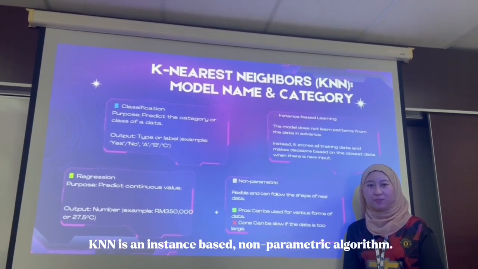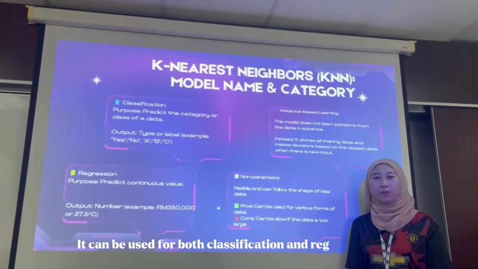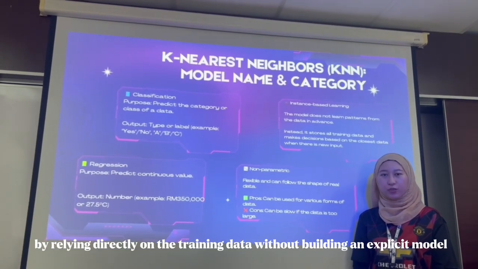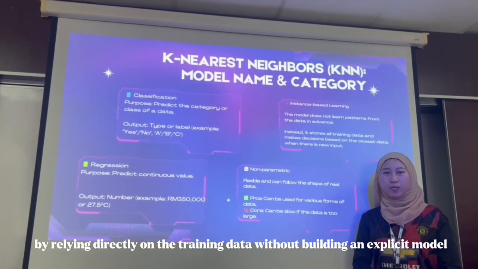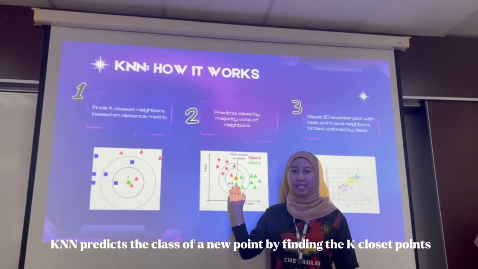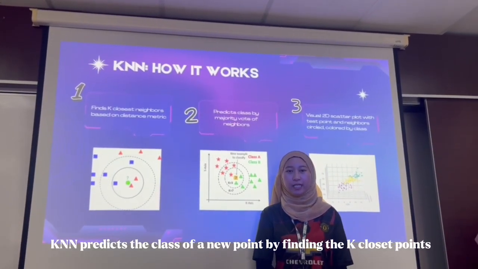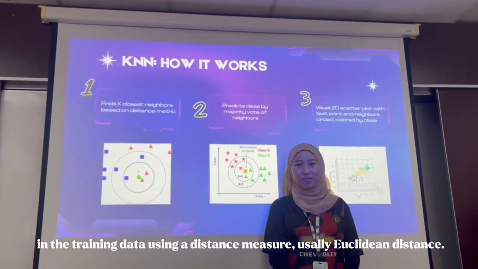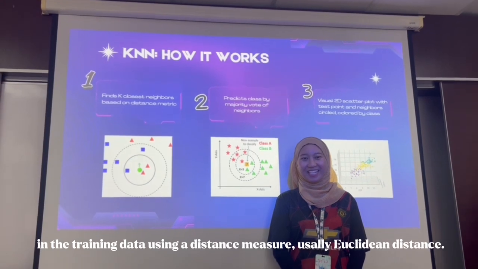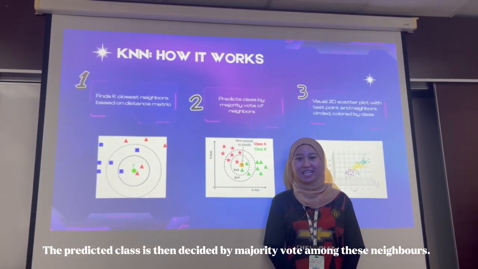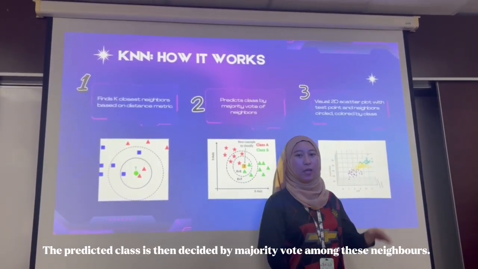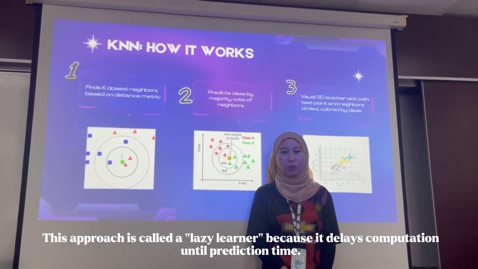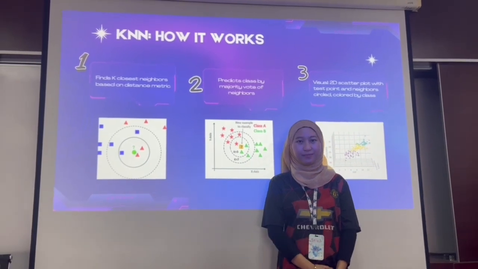KNN is an instance-based, non-parametric algorithm. It can be used for both classification and regression tasks by relying directly on the training data without building an explicit model. KNN predicts the class of a new point by finding the K closest points in the training data using a distance measure, usually Euclidean distance. The predicted class is then decided by majority vote among these neighbors. This approach is called a lazy learner because it delays computation until prediction time.